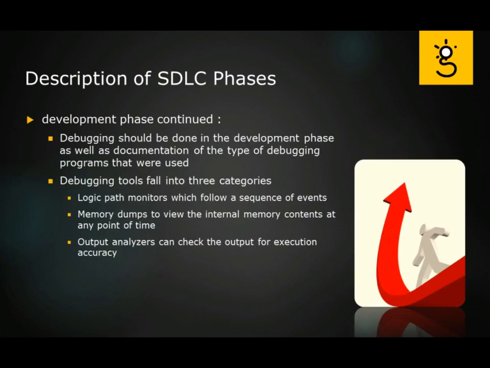During the development, we said we should be doing debugging. Debugging should be done during this phase as well as the documentation, and that documentation should include the type of debugging programs that were used. Now, there are several types of debugging tools. They fall in three categories. They could be the logic path monitors, which follow a sequence of events. Okay, and that's what it does, right? You type in the code, and you type the code in sequentially. That doesn't mean it executes sequentially, because in coding, we can always jump to another procedure or another function and come back, but we're going to follow that path and see where you're going.